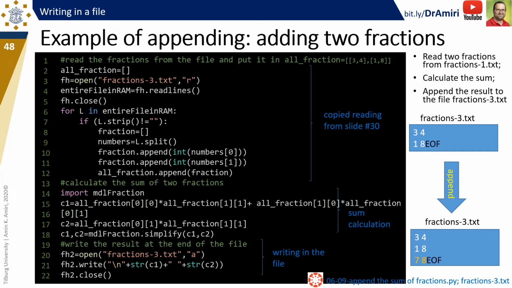After reading everything and putting it in all fractions, all fractions now has 3/4 as the first element and 1/8 as the second element. Afterwards, we need to calculate the sum. You can see how I did the calculation of adding the two fractions here. This is not also the case here.